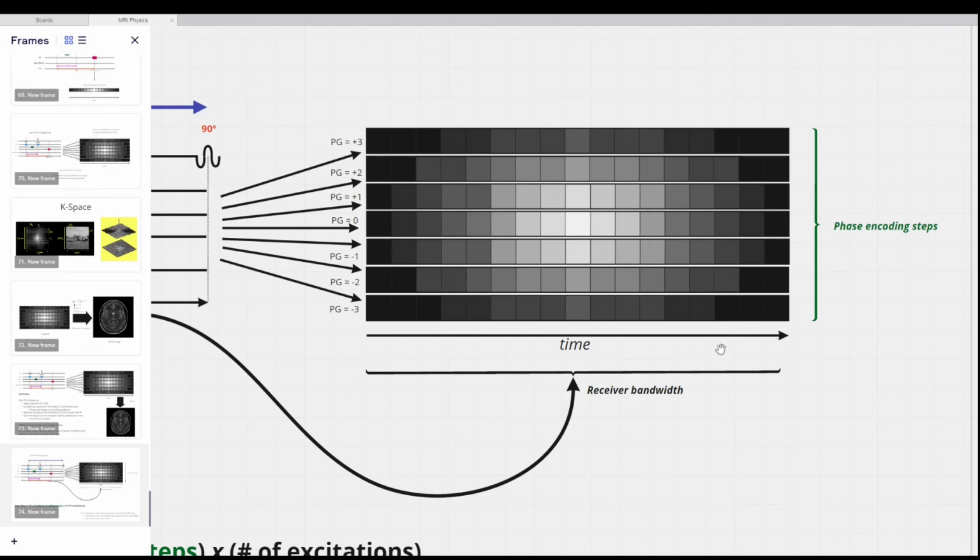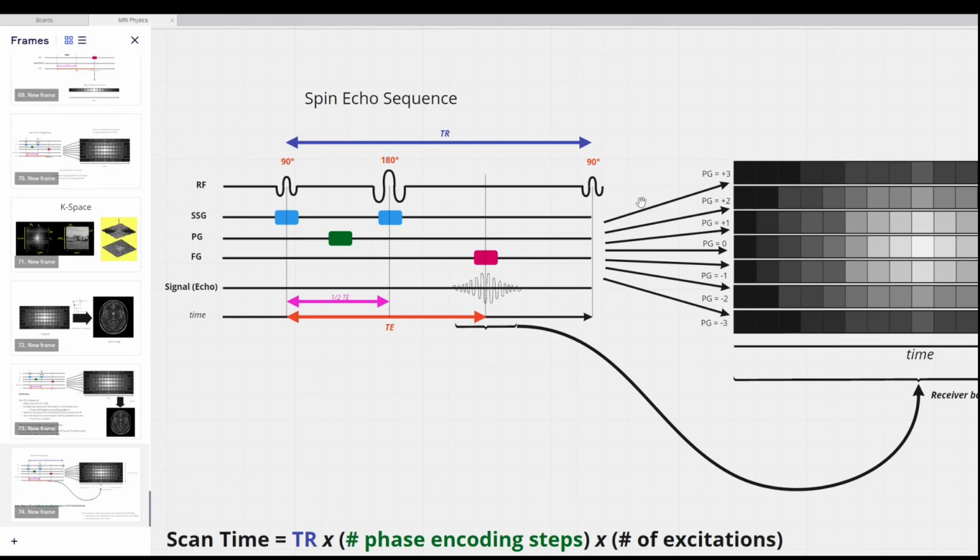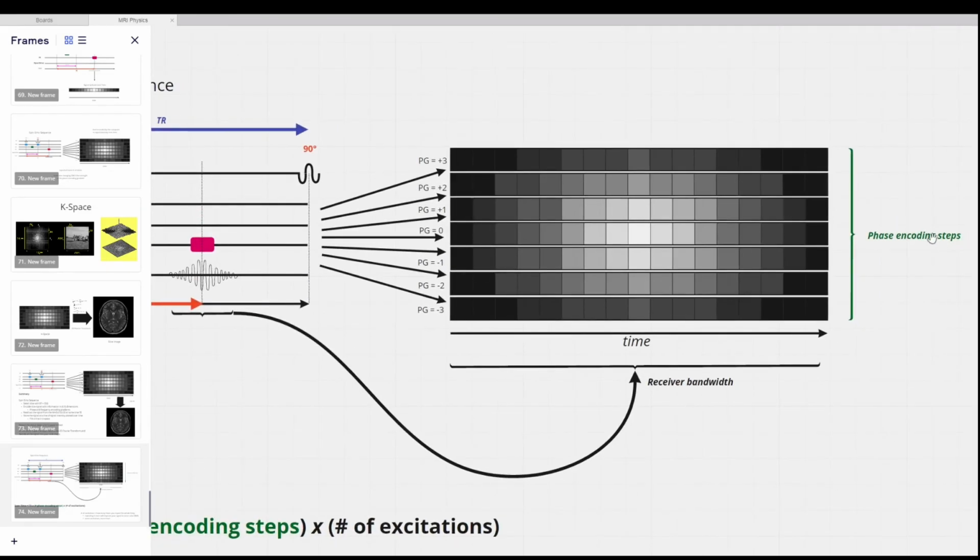All right. So that's this side of K-space. This side of K-space is phase encoding steps, right? This is how many times you are changing your phase encoding gradient and running the whole sequence again. So the number of rows in K-space, this is phase encoding steps. How many times are you repeating this whole process?